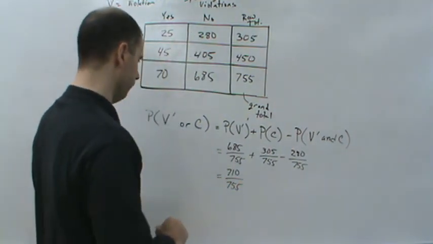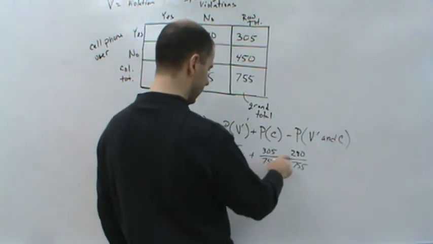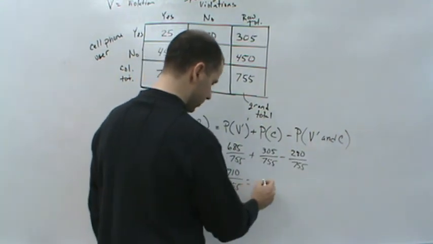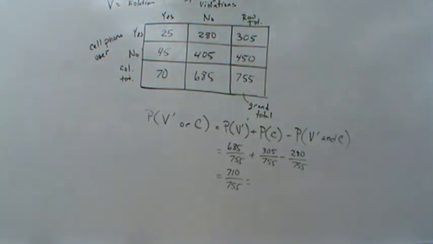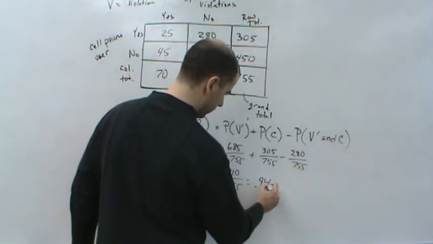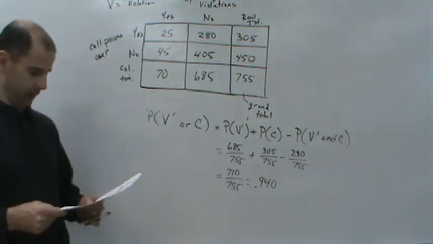Check my math. So we got 990 minus 280, 710. That's right. And so 710 divided by 755 is 0.940. And that's it. It's that easy.